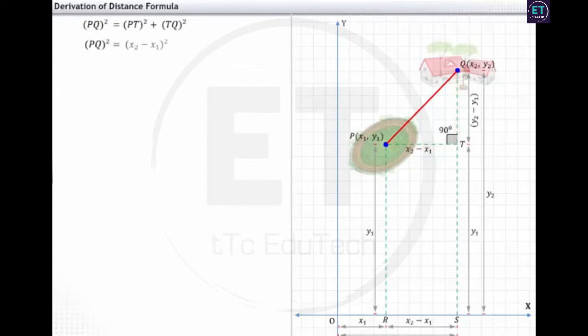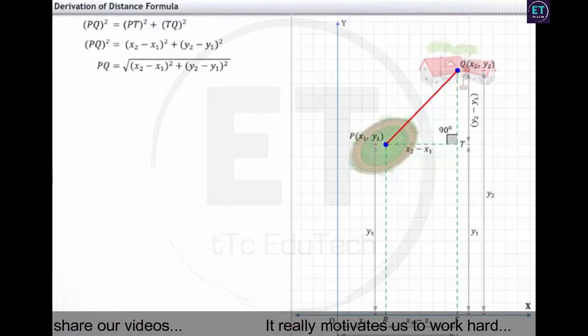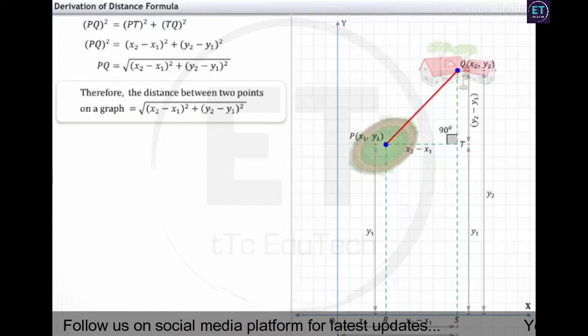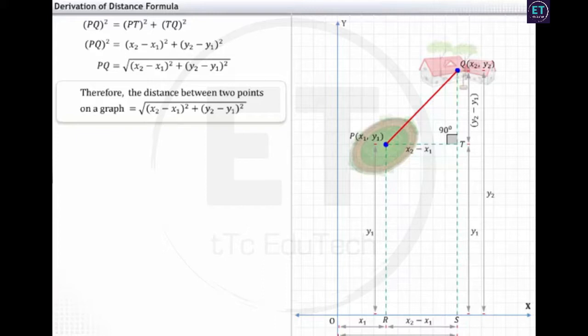On substituting the values of PT and TQ, you get PQ equals square root of (x2 minus x1) whole squared plus (y2 minus y1) whole squared. Therefore, the distance between any two given points on a graph can be calculated using the formula square root of (x2 minus x1) whole squared plus (y2 minus y1) whole squared.